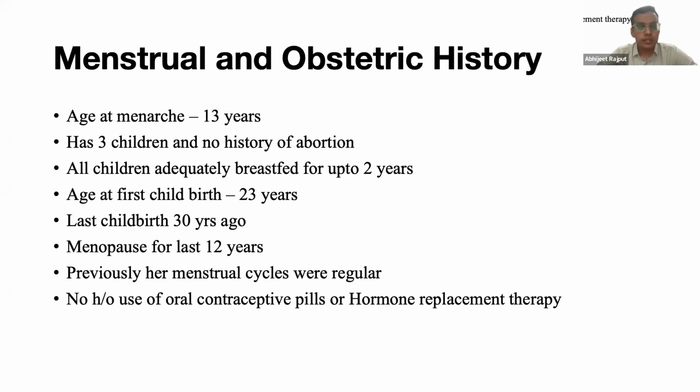Menstrual and obstetric history. The age at menarche was 13 years. Patient has 3 children with no history of abortion. All children are adequately breastfed for up to 2 years. Age at first childbirth is 23. Last childbirth was 30 years ago. Menopause since the last 12 years. Previously, her menstrual cycles were regular. She has no history of oral contraceptive pill usage or hormone replacement therapy usage.